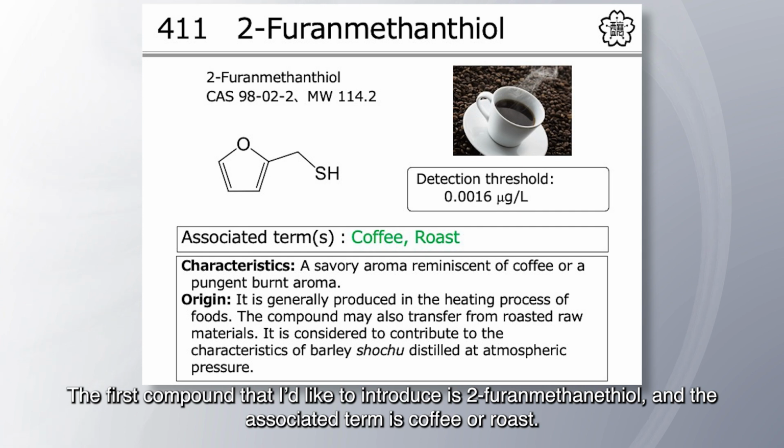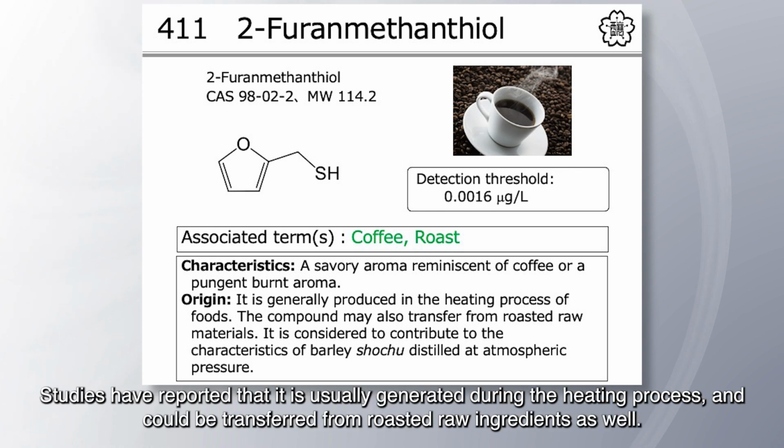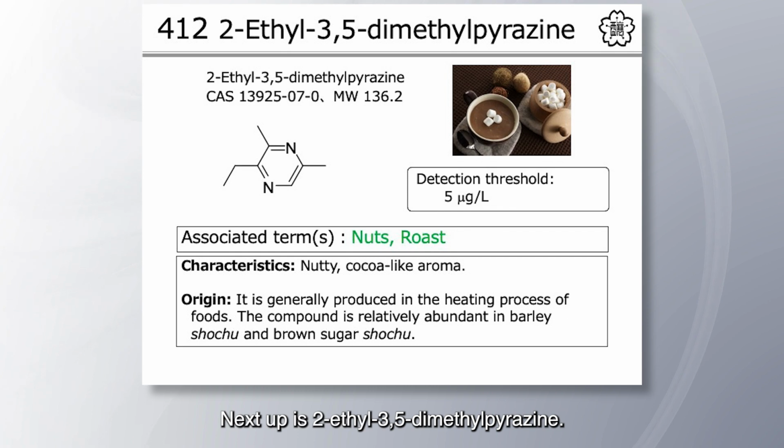The first compound that I'd like to introduce is 2-furan-methanethiol, and the associated term is coffee or roast. It is characterized by a roast aroma reminiscent of coffee, but has a pungent burnt aroma in high concentrations. Studies have reported that it is usually generated during the heating process and could be transferred from roasted raw ingredients as well.